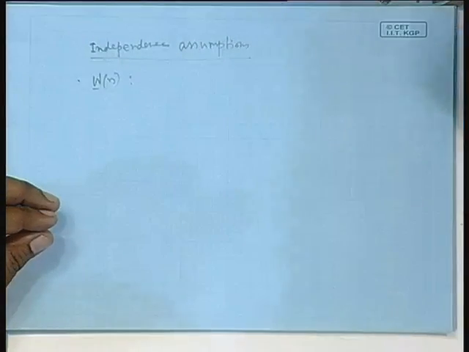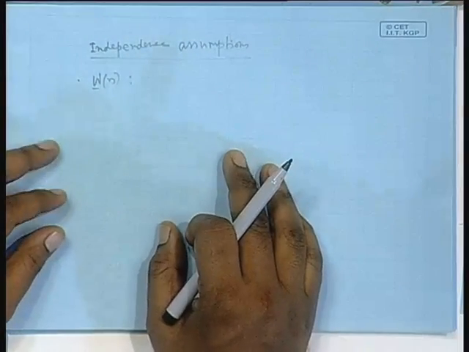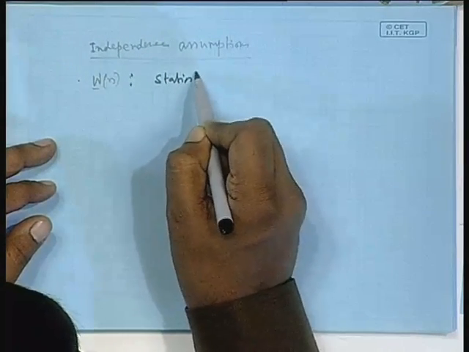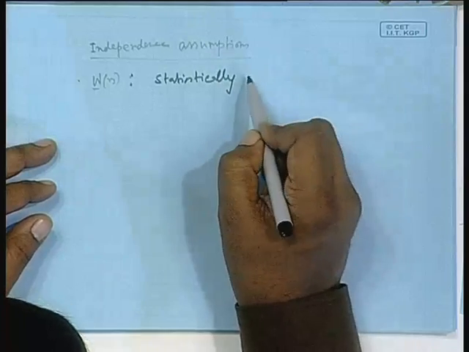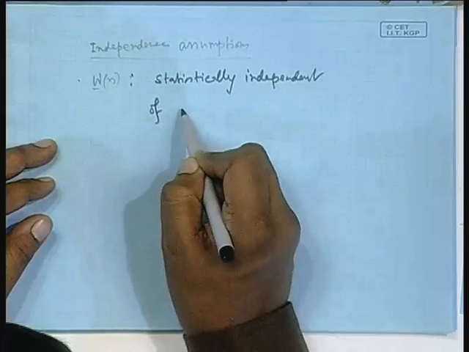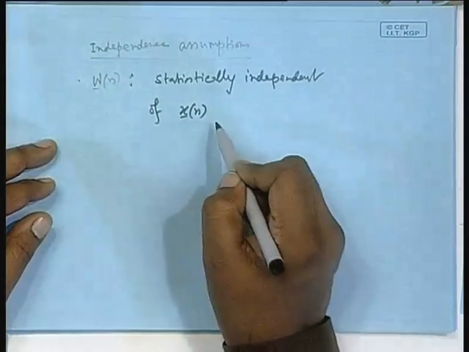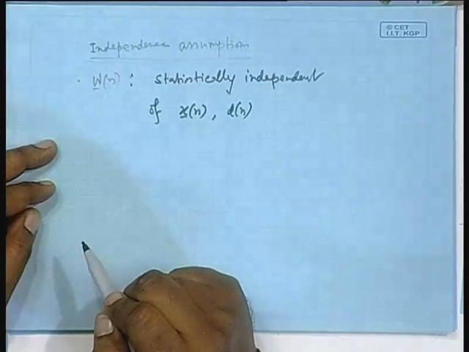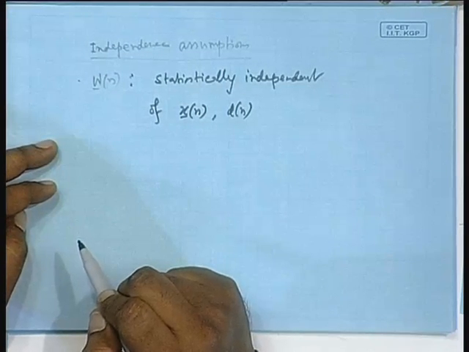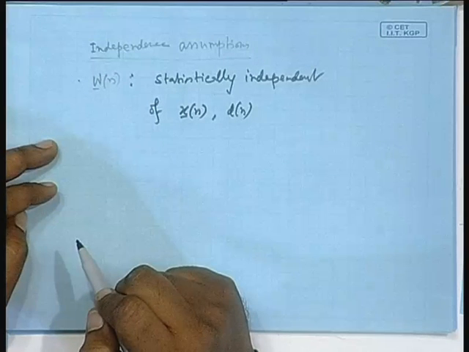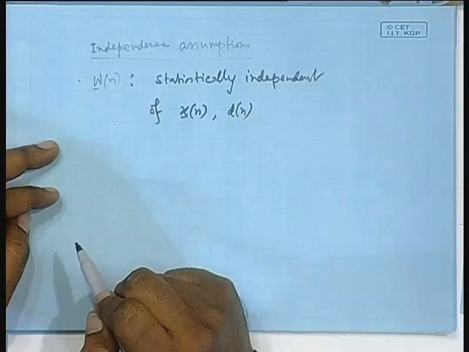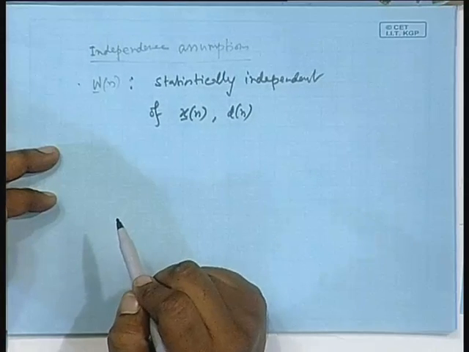Now, we make an independence assumption, and this assumption might look weird, but we do. It is assumed that delta n is statistically independent of the x n vector and the d n scalar.